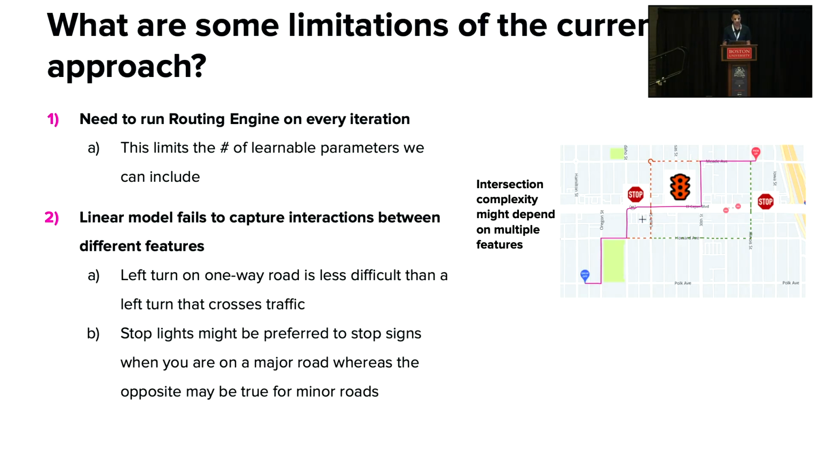So for example, a left turn on a one-way road might be less difficult than a left turn where you have to cross traffic. Also, this example on the right, if you start in the top right and you're trying to go to the bottom left, crossing that major road in the middle, there might be different intersections you would prefer or that are simpler to cross. So you might prefer to take a right turn at a stop sign and then a left turn at a traffic light. And basically the entirety of the intersection, so things like the directionality of the turn as well as the traffic control elements, impact what drivers prefer.